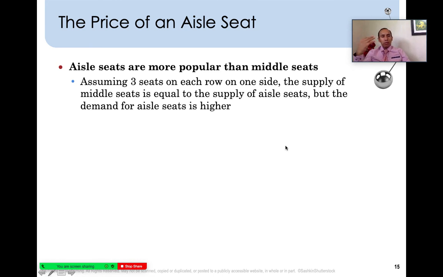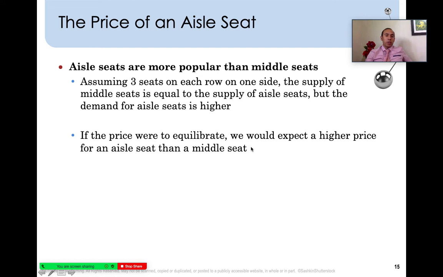So assume you have three seats in a row on a plane, with three on one side and three on the other. Sometimes you have the big planes where you have three on one side, three on the other side, and four seats in the middle. It really depends on the structure of the plane, but here we have three seats on one side and three seats on the other. The supply of middle seats is equivalent to the supply of aisle seats, but the demand for the aisle seats is quite a bit higher because of consumer taste and consumer preferences.